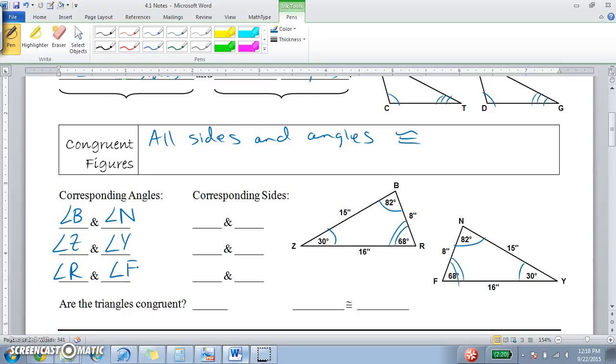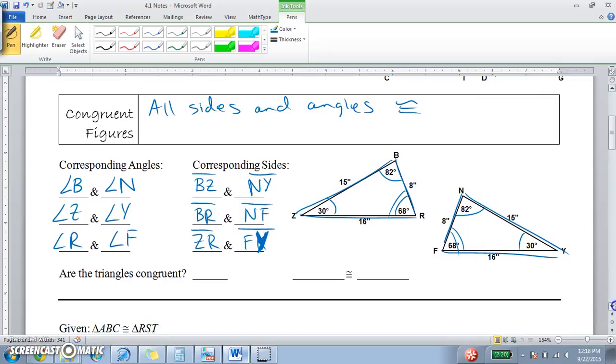Corresponding sides, same thing, we look for the same measurement. So this side right here is 15, that's side BZ. That matches up with this side right here, NY. This side is 8, BR. That matches up with this 8, NF. Last side is 16, ZR, and that matches up with 16, FY.